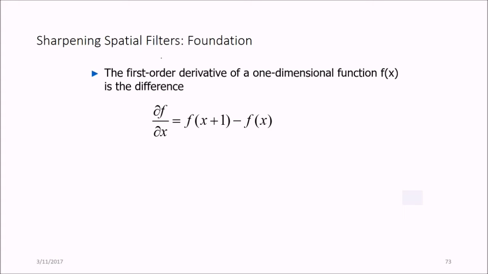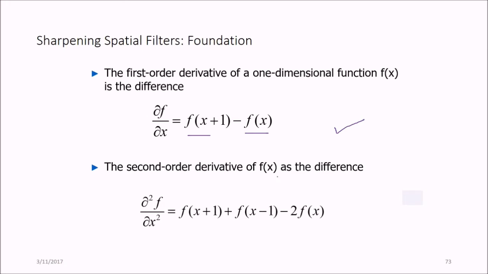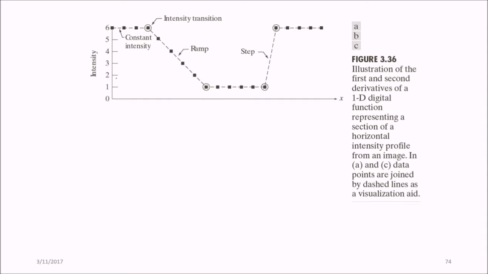In sharpening spatial filters, the first order derivative df/dx of a one dimensional function f(x) is the difference f(x+1) minus f(x), while the second order derivative of f(x) is the difference f(x+1) plus f(x-1) minus 2f(x). This is del 2f by del x2. This is the illustration of the first and second derivatives of a 1D function representing a section of a horizontal intensity profile from an image.